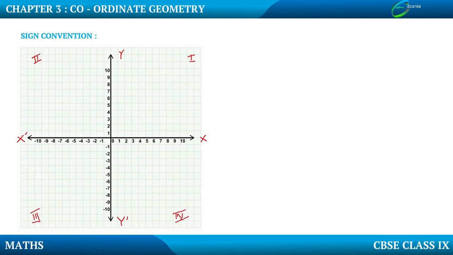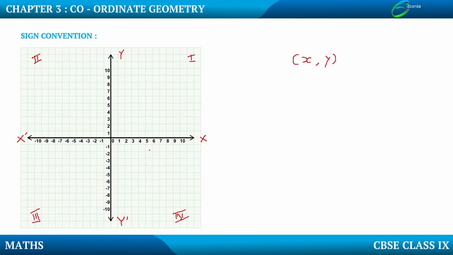Now whenever we consider sign convention, we take them in ordered pair. Ordered pair means x comma y, because x and y, they are a pair. We take the sign of x first, then we take the sign of y. Now let me concentrate on this first quadrant, that is this region over here.